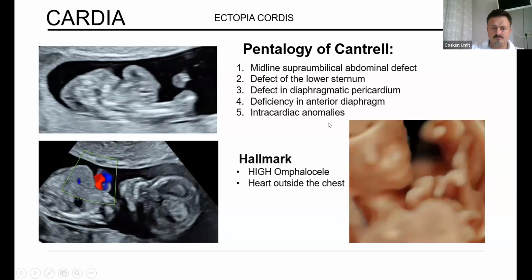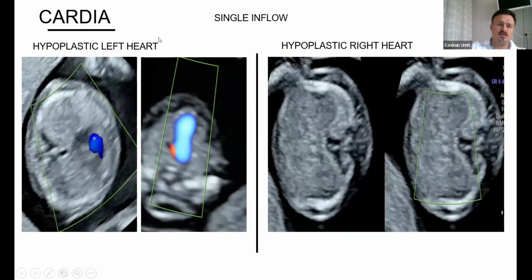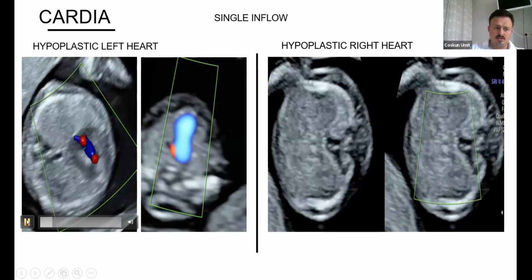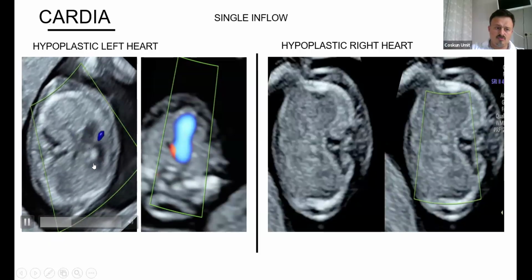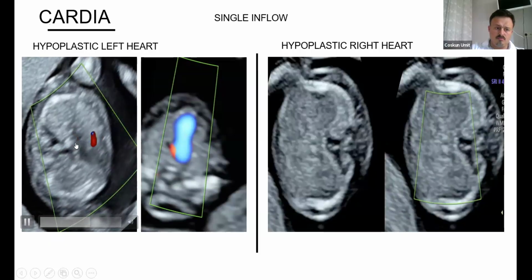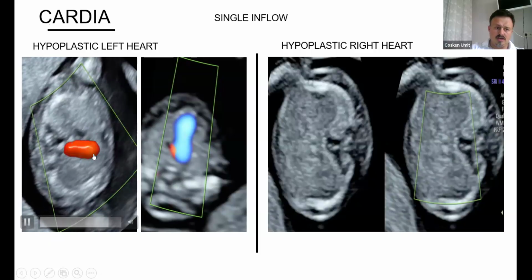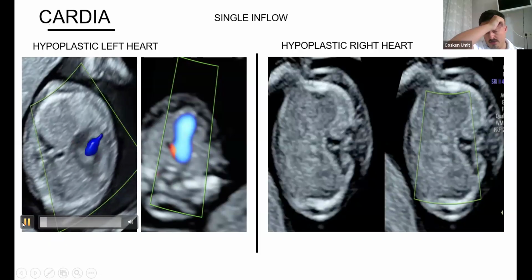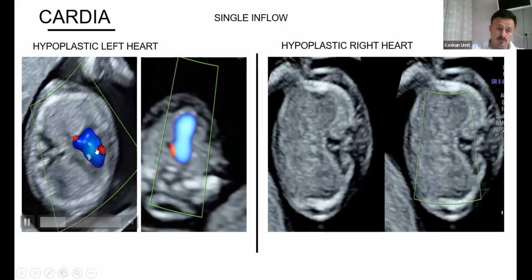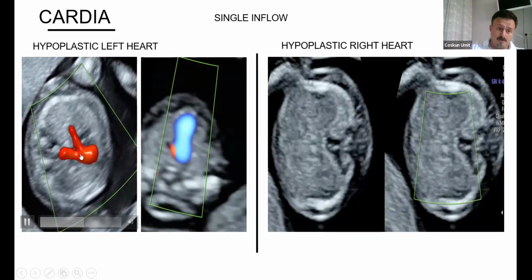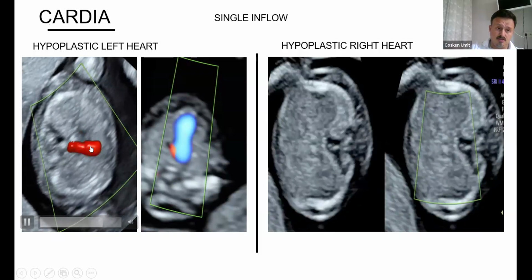Here is the hypoplastic left heart in the first trimester. As you can see here, in normal conditions, there are two blood flows in diastole. But unfortunately, let's watch again. There is only one flow. So the other part is not working.